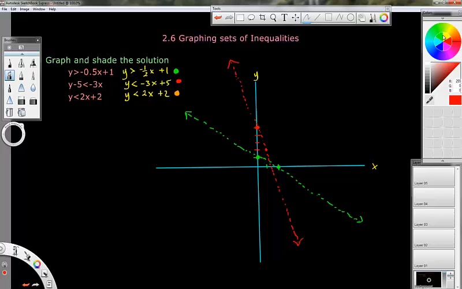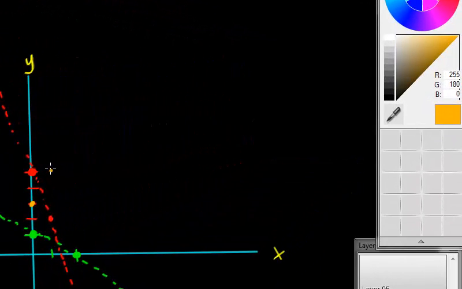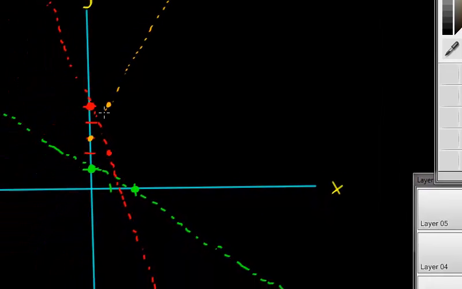Then we got the orange one. Orange, a little bit brighter. Plus 2. So we're going to go up 2, put a dot, and then our slope is going to be positive 2. So we're going to go up 2 over 1, right about there, and we'll put a line going through here. A dotted line. All these things are dotted.